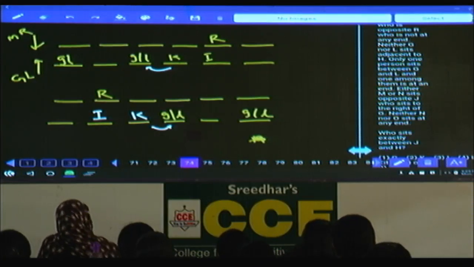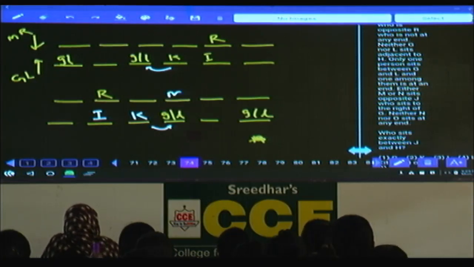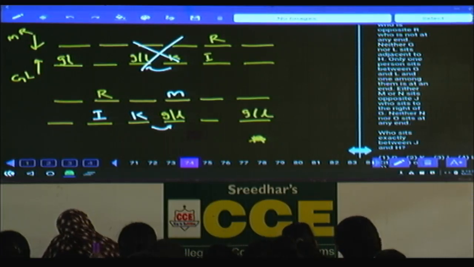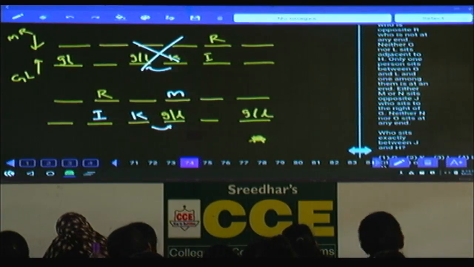M is seated second to the left of R. Here M is seated second to the left of R is not possible, and the first case is ruled out. Now we are left with only the second case. M is seated, K sits at the end, R who is not at any extreme end.